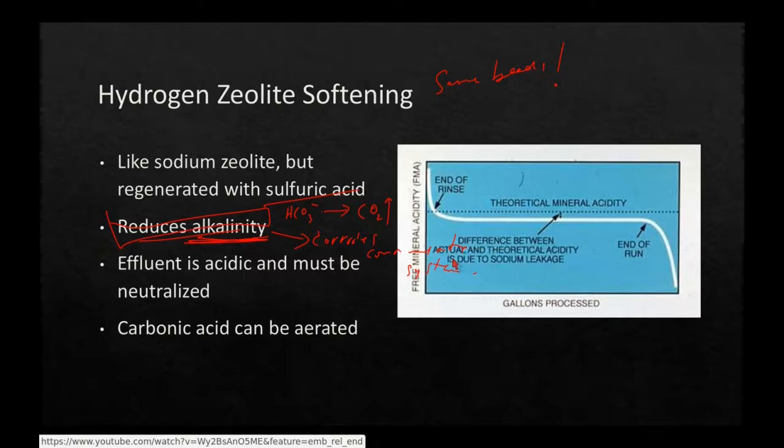So a dealkalizer uses hydrogen zeolite softening to get rid of alkalinity. Now the problem is, because it's hydrogen zeolite, what we get coming out is acidic. So we're going to get carbonic acid, hydrochloric acid, and sulfuric acid.